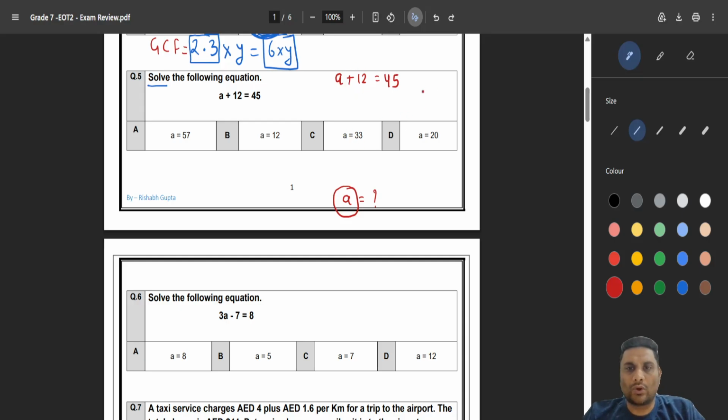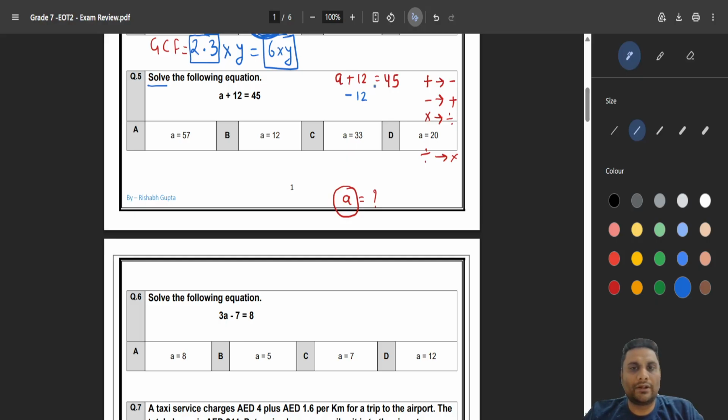How? Whatever you see, do the opposite of it. If you see plus, do minus. If you see minus, do plus. If you see multiply, do divide. And if you see divide, do multiply. What do I see here? I see plus 12 here, correct? So what will be the opposite of plus 12? It will be minus 12. So we have to do minus 12 here.